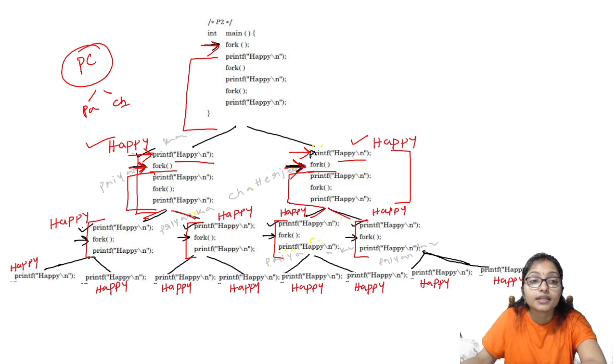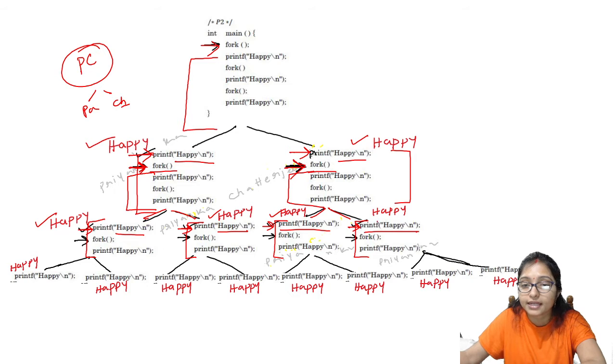Now see, the program counter is here for everyone, at printf, printf, printf. As there is printf happy, it will print one happy, another printf happy prints another happy, and another, and another. Now the program counter moves to the next statement, here, and here.